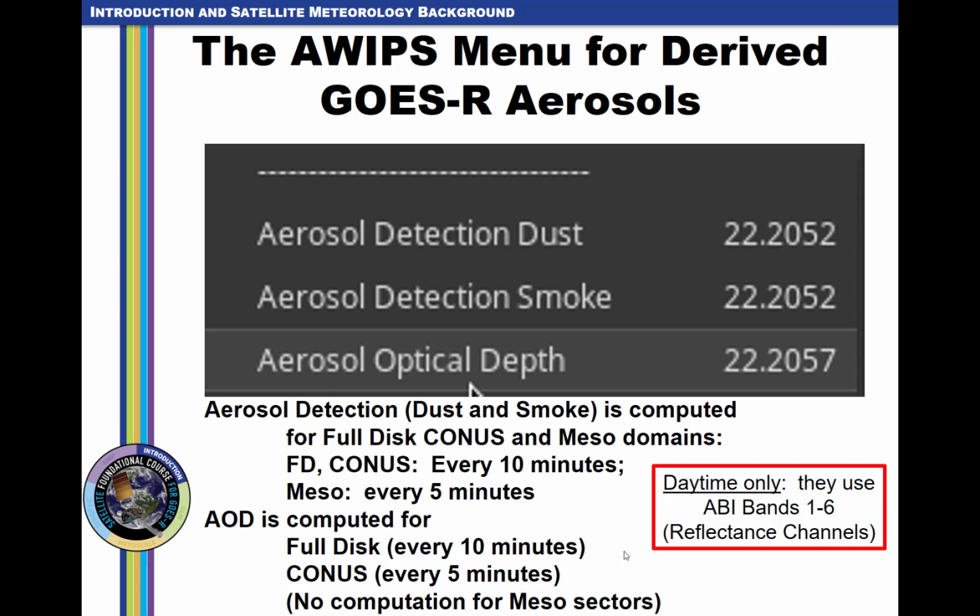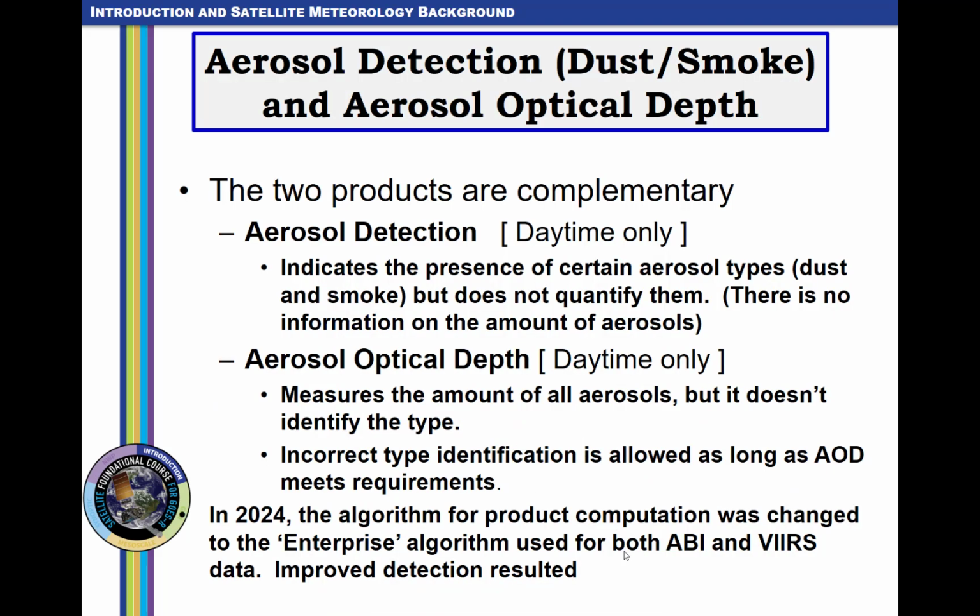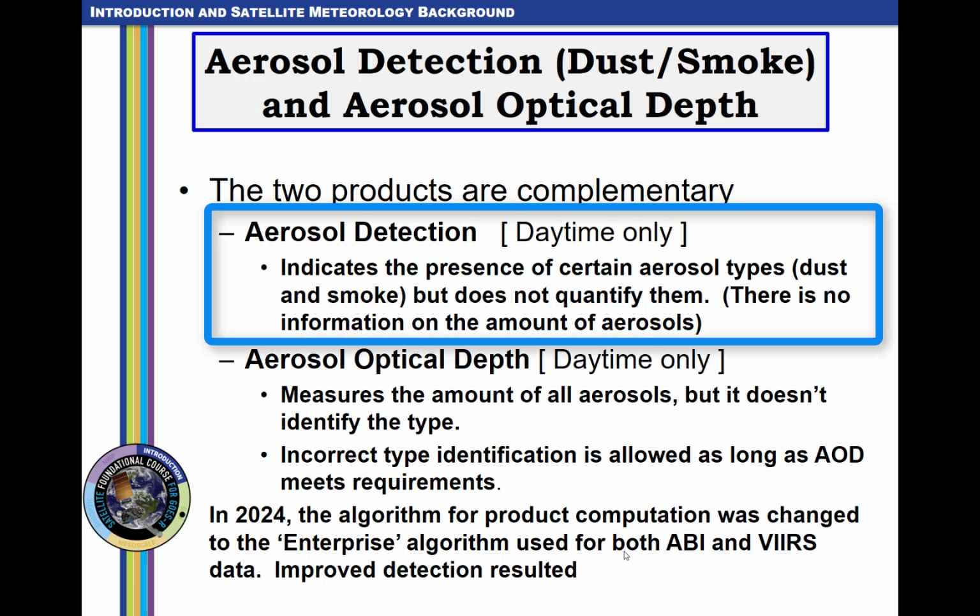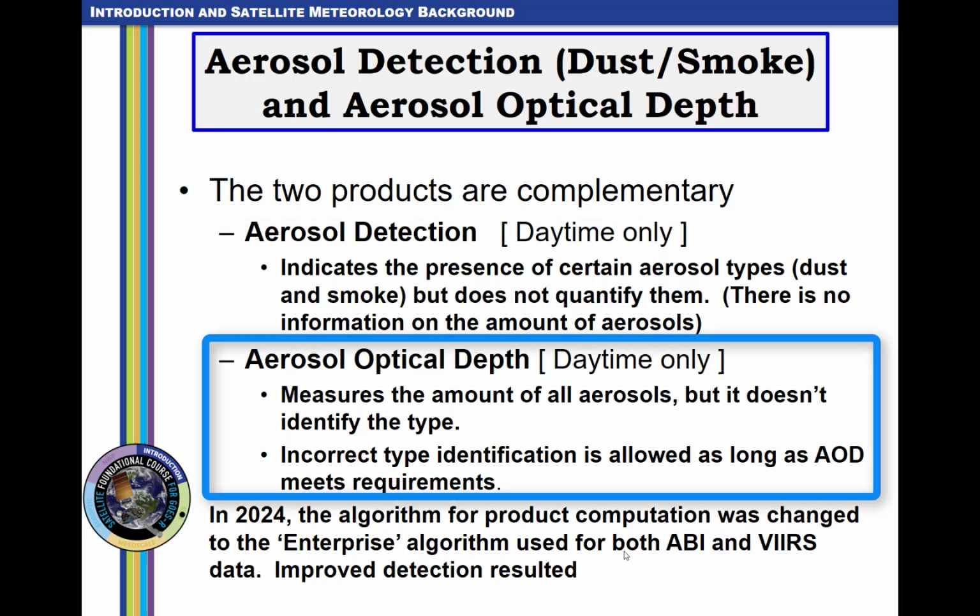The temporal cadence for the imagery is also shown on this slide. These products are daytime only. The two aerosol products complement each other in some ways. Aerosol detection doesn't tell you anything about the amount of aerosols, for example. It simply tells you that certain types, dust or smoke, are present. Aerosol optical depth is a measure of the amount of all aerosols, but it says nothing about the type.